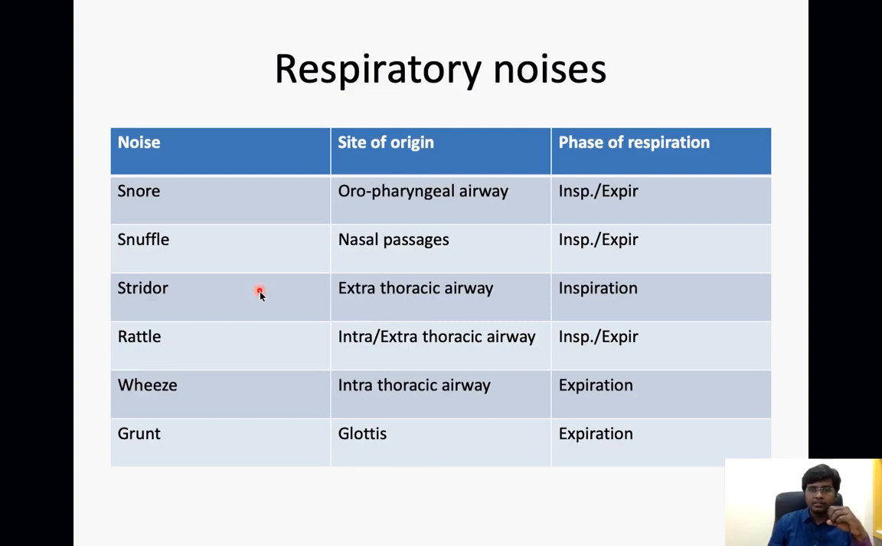So there will be hyperinflammation of your bronchus, narrowing of the bronchus, leading on to your wheezing problem, which usually presents during your expiration. So wheezing sound is usually heard in your expiration. And grunting is another sound which is actually heard in your expiration in a very sick child.